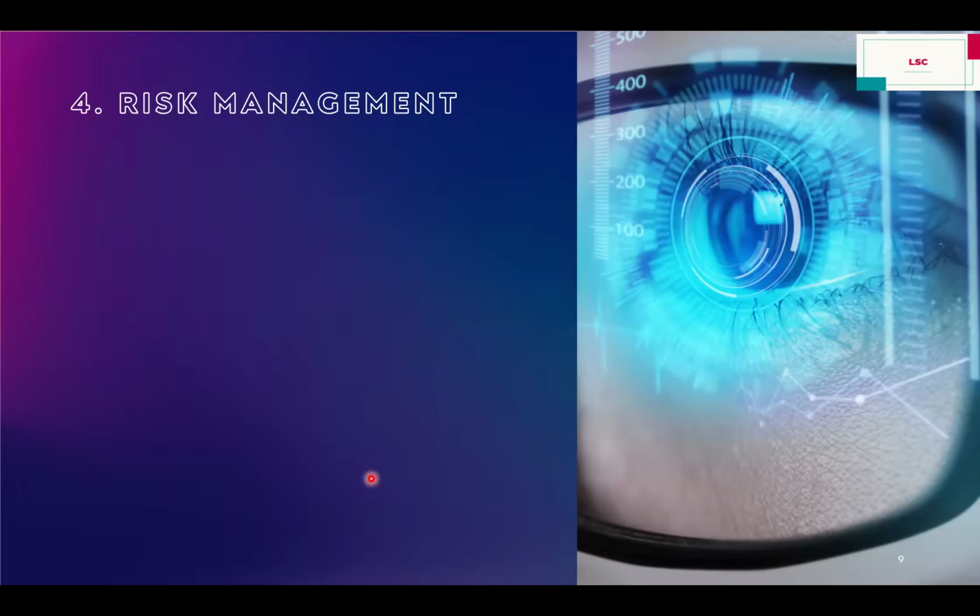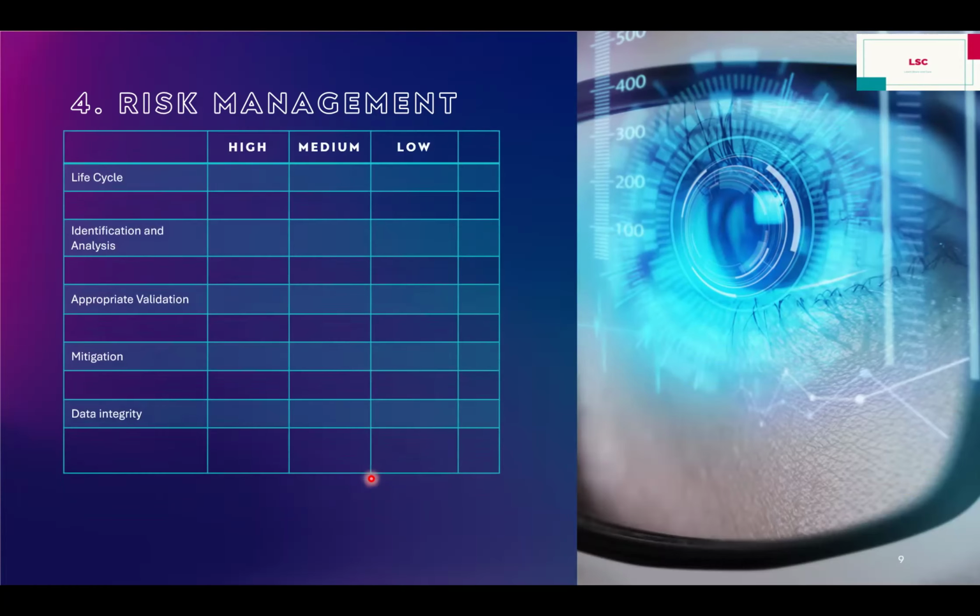Now, the next part is risk management. As we all know, risk management comes from ICH Q9, and the ICH Q9 reference is given by the draft Annex 11. First of all, risk management should cover the life cycle. Whether high, medium, or low, we have to check it across the life cycle of the computerized system. Identify and analyze each and every risk, and identify what the mitigation plan is. This is written in the risk management part.